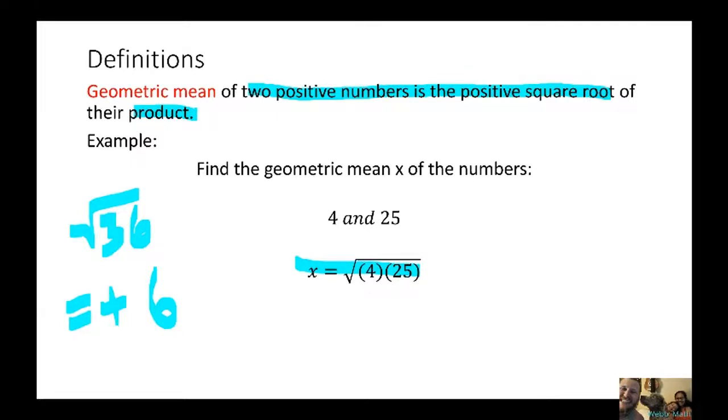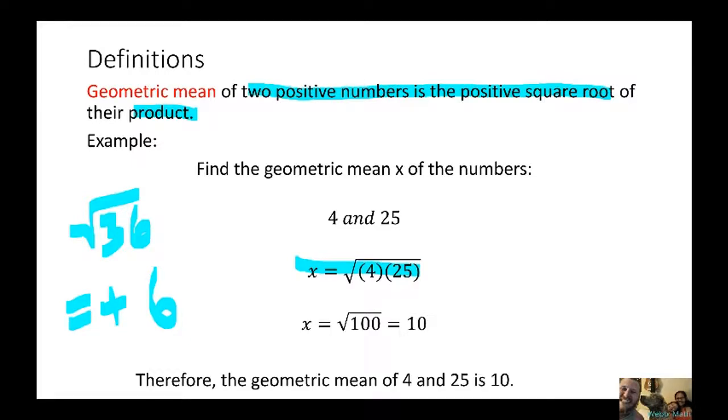So 4 times 25 is 100. The square root of 100 is 10. Notice how I'm not doing the plus or minus like we did in algebra. That's because you can't have a mean that's a negative. Like a basketball player, his average can't be a negative number for his shots. I think Shaquille O'Neal had a terrible average for three-pointers, but at least it wasn't negative, and that's kind of a joke. You can't have negative means. So therefore your geometric mean of 4 and 25 is 10.